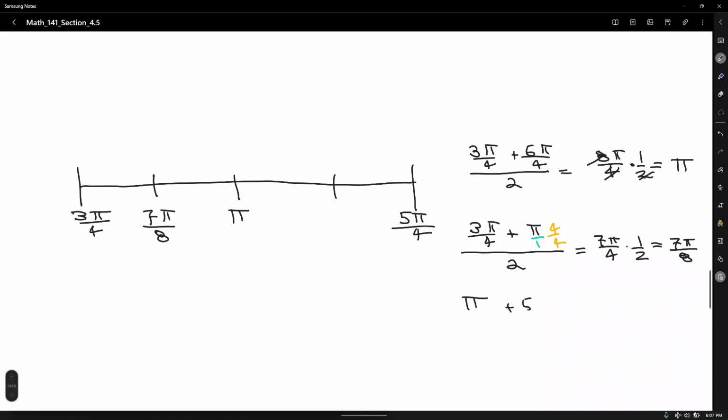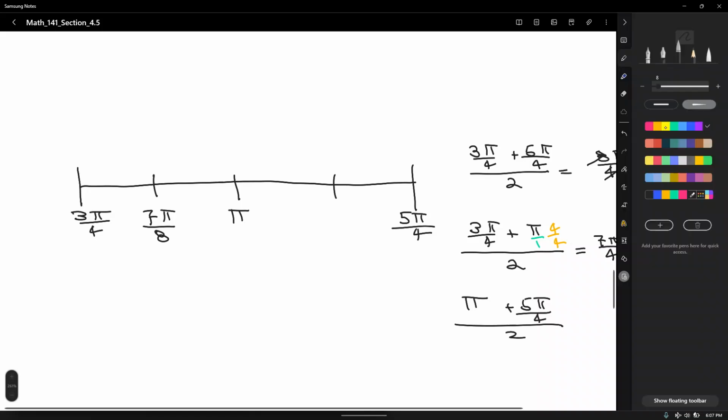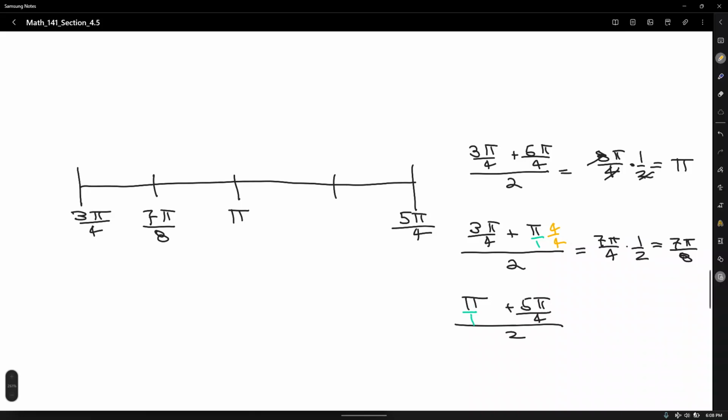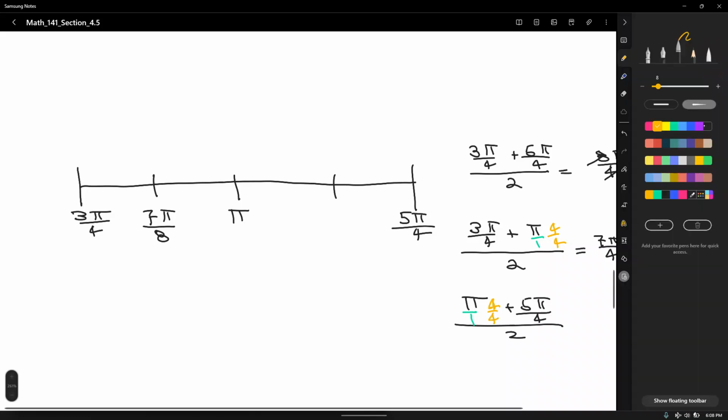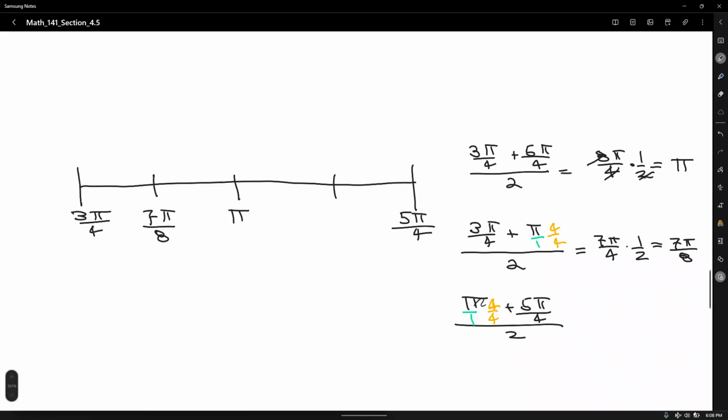Okay, so let me show you the calculation by hand. So pi plus 5 pi over 4, everything divided by 2. So this is the same as saying pi over 1, and I'm going to multiply numerator and denominator by 4, just the same way we did it before. So we can combine the numbers together. So 4 pi over 4 plus 5 pi over 4, isn't that 9 pi over 4? And rather than dividing by 2, I'm going to multiply by 1/2, leaving us with 9 pi over 8. Okay, so that is 9 pi over 8.